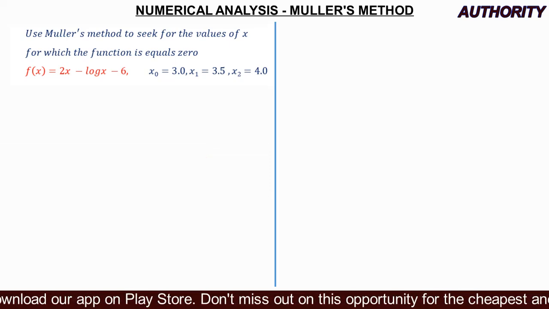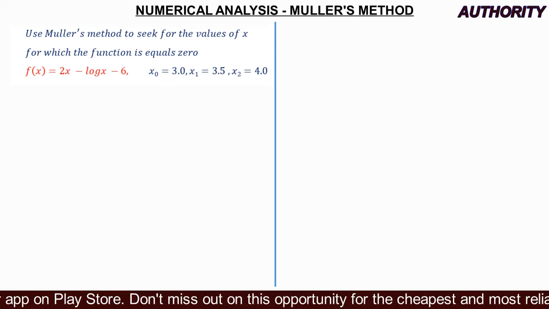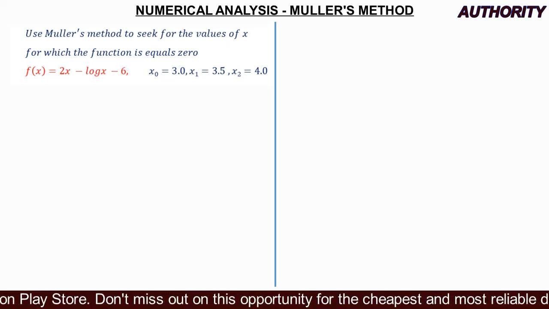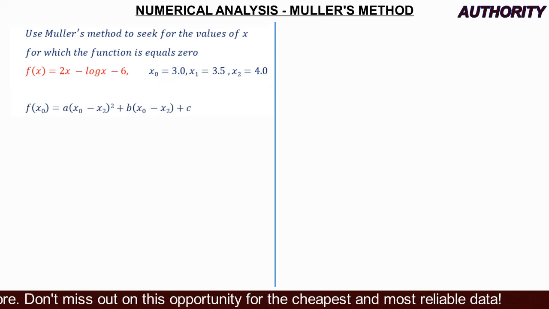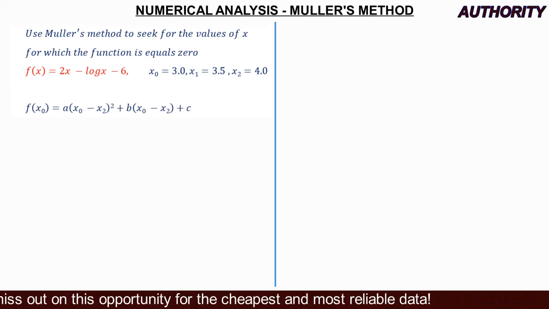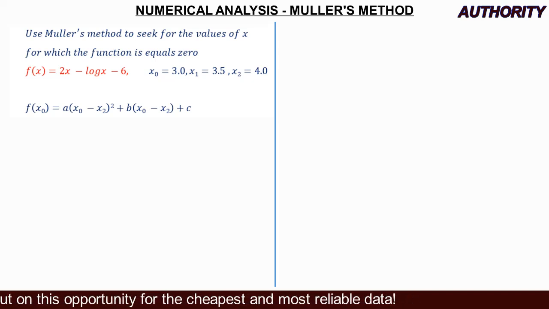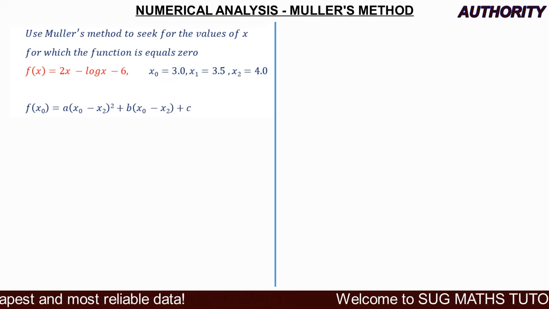We have our starters x0, x1, and x2, right? Good. So look at this formula. We are going to have a open bracket x0 minus x2. Here we have x0, x1, x2. So the first minus the last, the second minus the last, first minus the last, second minus the last, and then the last minus last. Look at what I'm trying to say.